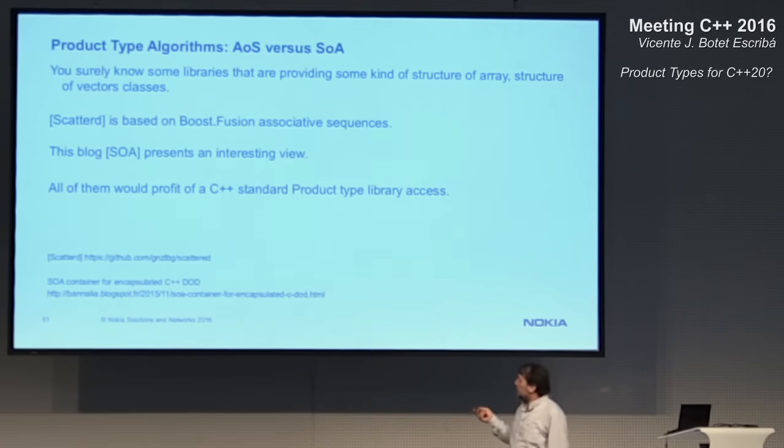Then just to give some references, some links. There is a library, Scatter, that is based on Boost Fusion that allows doing that in a clean way. I believe that it is worth taking a look. And there is a blog of Jose Maria Lopez Munoz that defines a way to access this structure of arrays in a way that is really interesting. I have added it here just for reference, it is worth taking a look.